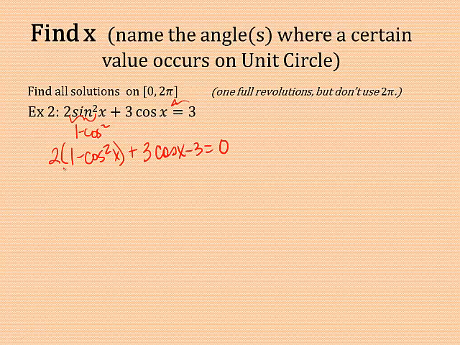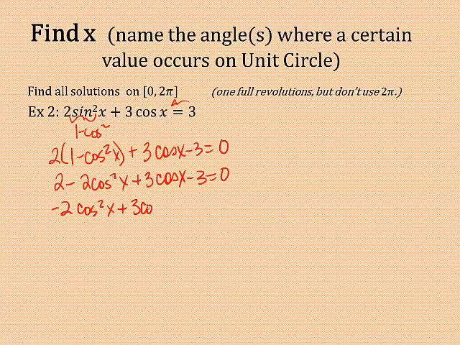All right. Now I want to distribute that 2. So 2 minus 2 cosine squared x plus 3 cosine x minus 3. And let's combine like terms. When we do that, I get negative 2 cosine squared x plus 3 cosine x minus, 2 minus 3 makes it minus 1, right?